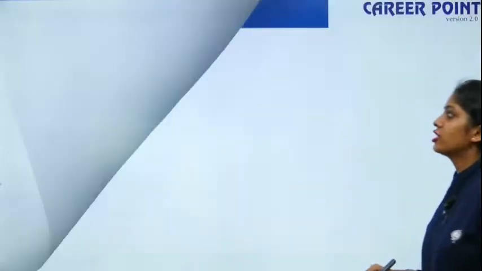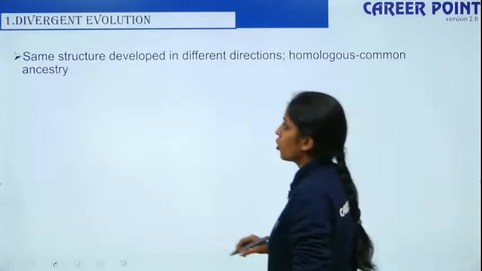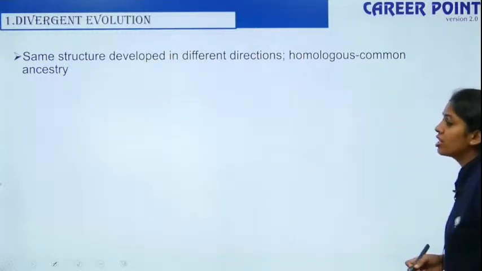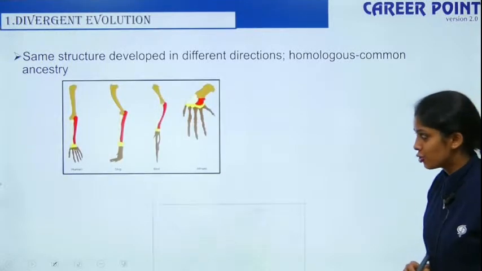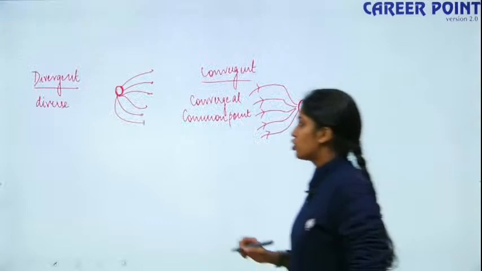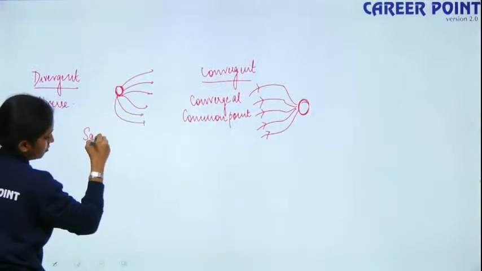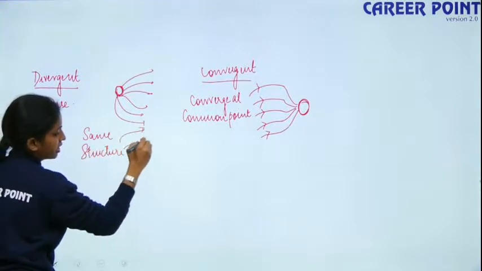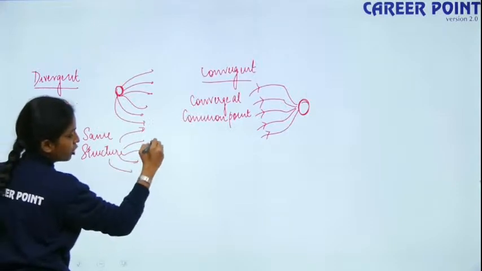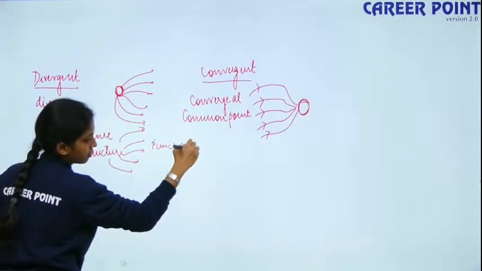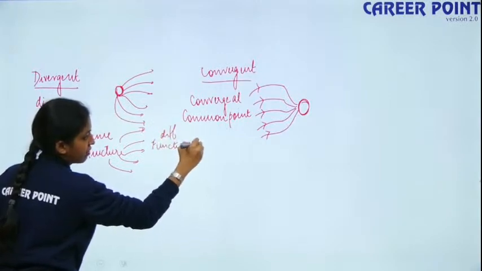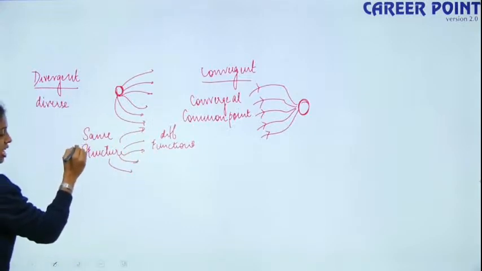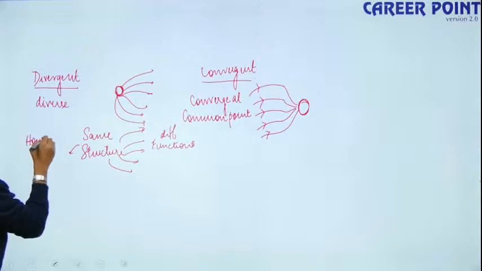Okay? So now let's talk about divergent evolution. It is the same structure that developed in different directions. So it is homologous structures which had a common ancestry. It developed in different directions, meaning it went on to have different functions. So divergent evolution means you have the same structure which had different functions. Same structure is also written as homologous structures.